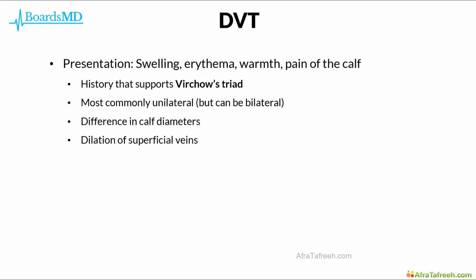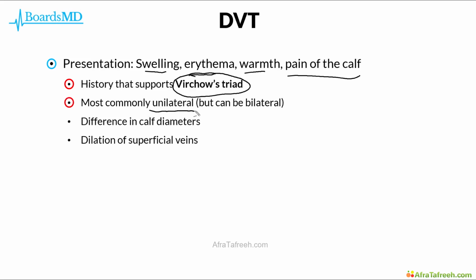Without further ado, let's delve into our classic presentation of a DVT, which will be swelling, erythema, warmth, and pain of the calf. Additionally, these patients will classically have a history that supports Virchow's triad. We will cover this in more detail in the coming slides. DVTs most commonly will be unilateral. This is especially the case on examinations. However, in actual clinical practice, they can of course be bilateral.